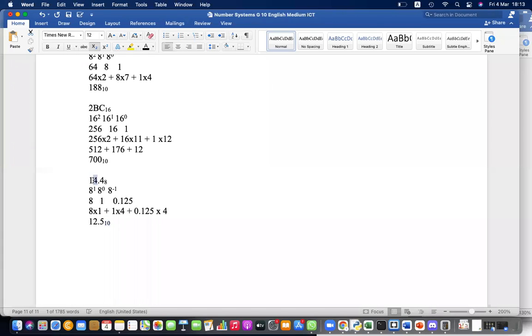Make a 0. You have taken this as 8 to the power 1, right? No, this is 8 to the power 0, then 8 to the power 1. So 8 to the power 0 is 1.